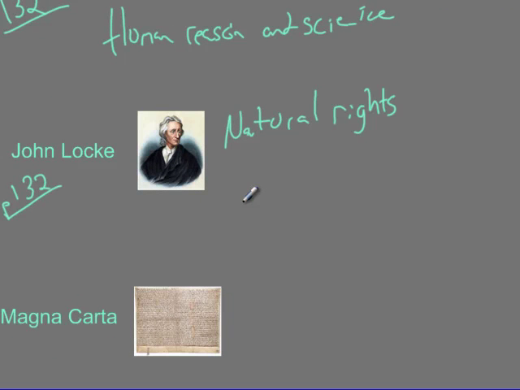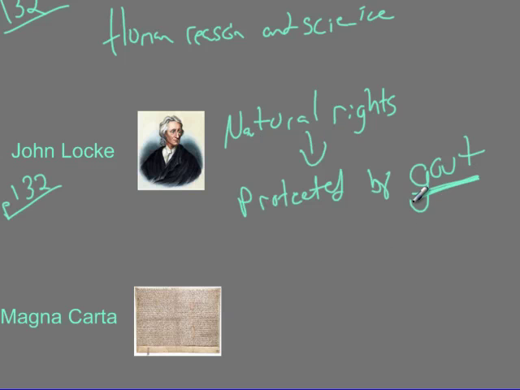John Locke also says that these natural rights should be protected by the government. This is an abbreviation for government, in case you've never seen that before. And what John Locke is saying about these natural rights and about them being protected by the government is that if the government isn't protecting the natural rights, then the people should realize that they have to get rid of the government and put in a new one.